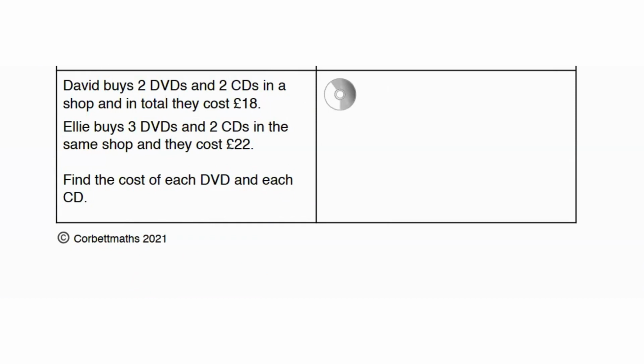So let's assume that DVD is x and CD is y. So 2x plus 2y equals to 18. This is for David. And then 3x plus 2y is equal to 22. That's for Ellie.